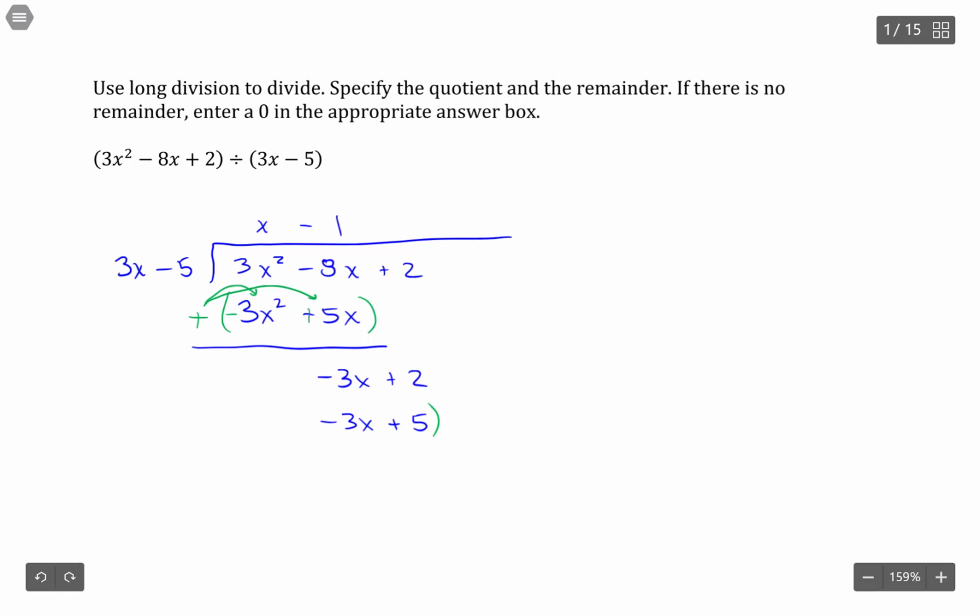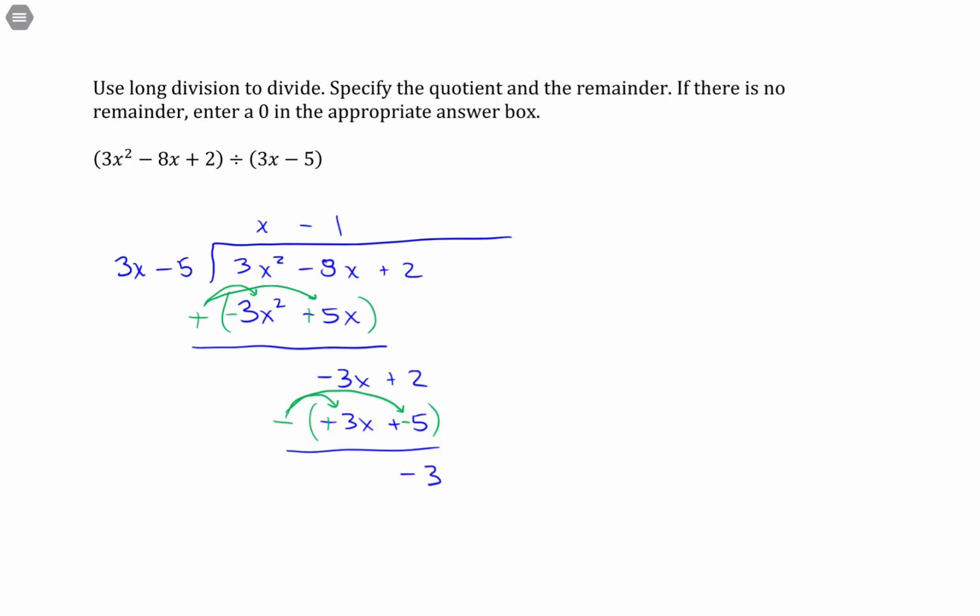And then we make certain that we subtract. So when I distribute this negative, it's going to make this a positive and this 5 a negative. So negative 3x plus 3x cancels. Then we have 2 minus 5, which is negative 3. So the degree of this constant is 0. The degree of the divisor is 1, which is linear. So what that means is my process is done.